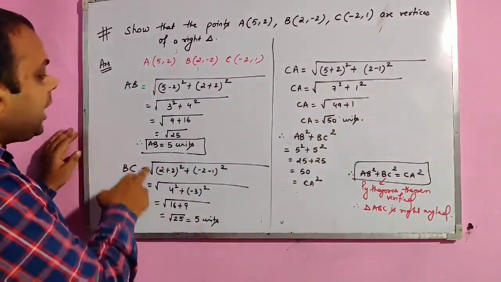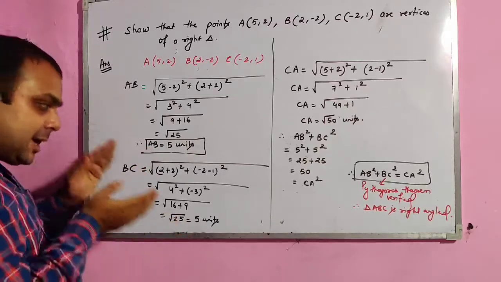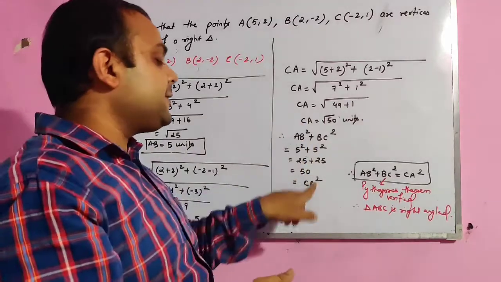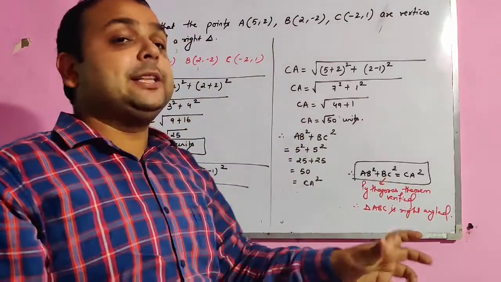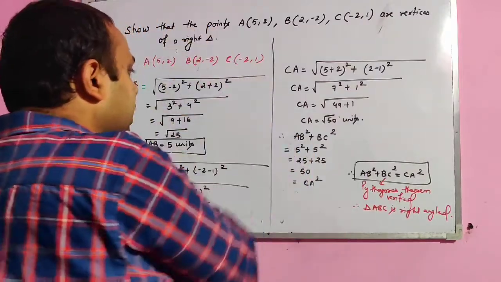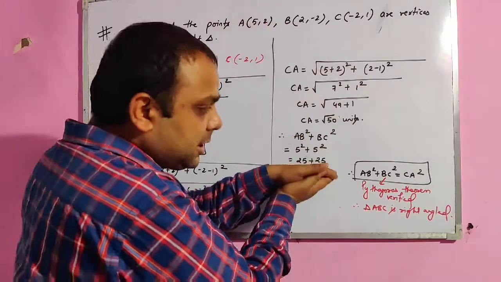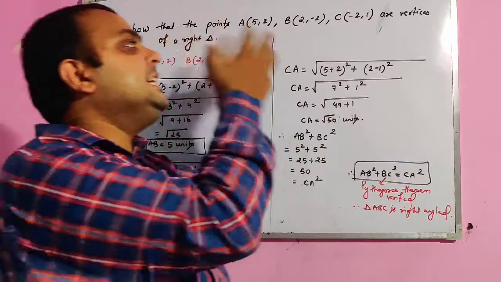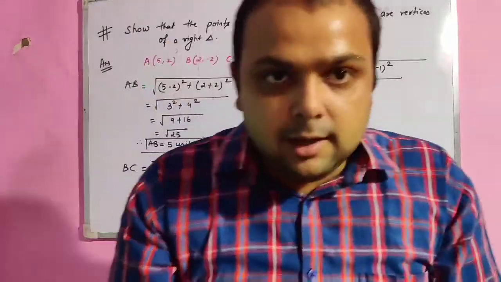Now if I do the square of AB and BC and sum it up, I will get the square of CA. So the condition of Pythagoras is verified. Sum of the squares of two sides is equal to the square of the third side. So in this case, these are the vertices of the right triangle.